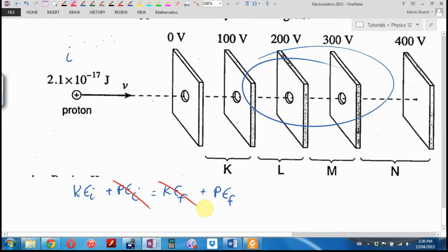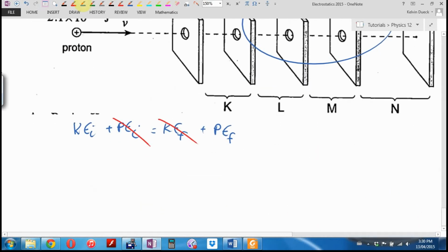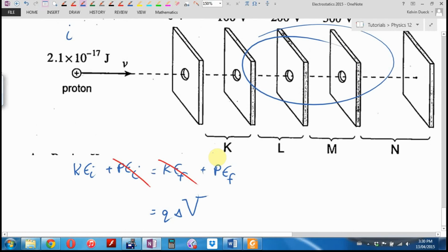Now, potential energy between plates is QV. Normally I'd go with a half mv squared for kinetic, but wait a minute, they told me it's just 2.1 times 10 to the negative 17. This is actually easier. I don't even need to bother with a half mv squared. What do they want me to find? What voltage is required to bring it to a stop? I'm willing to bet, divide by Q.